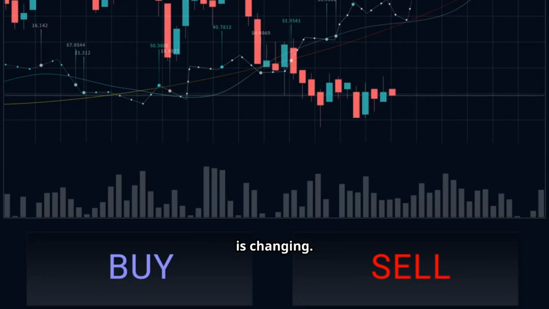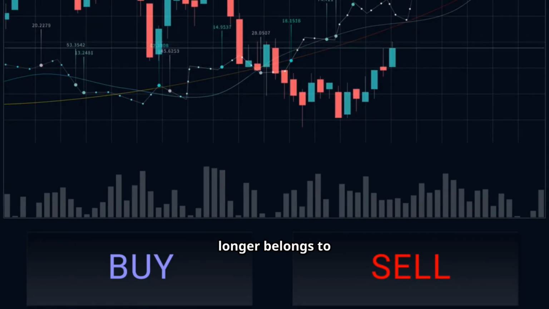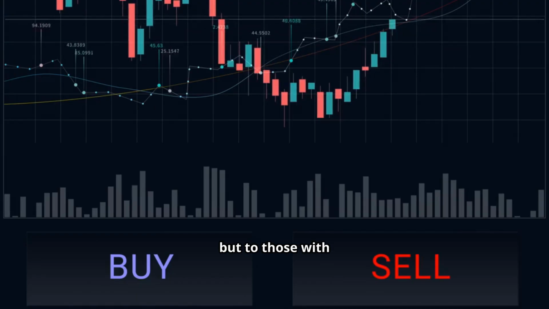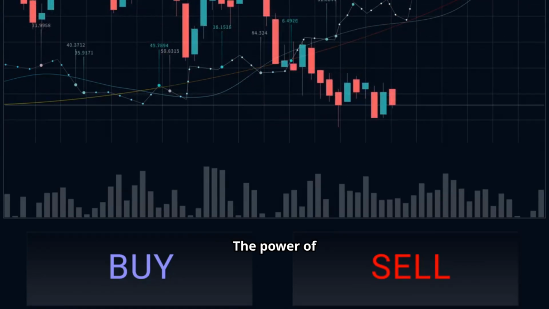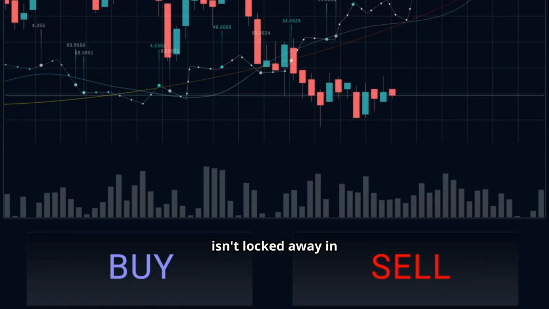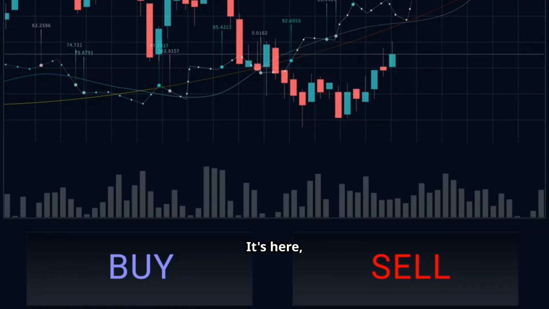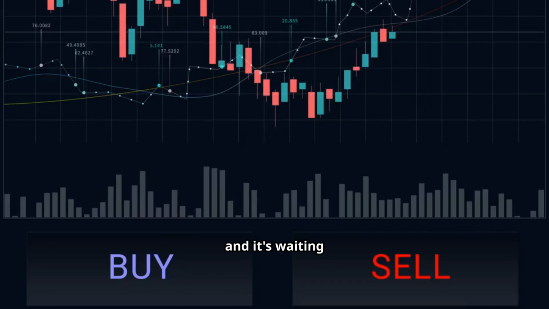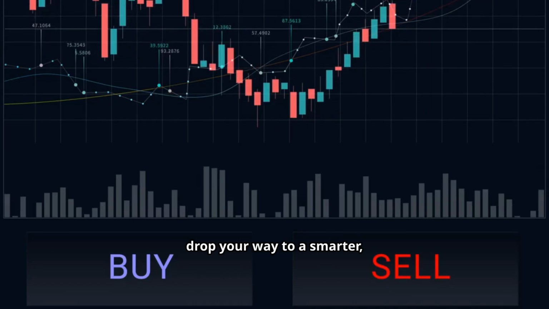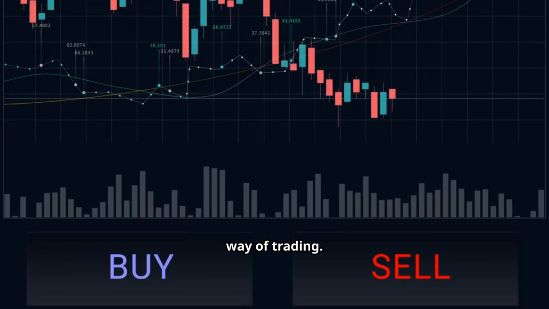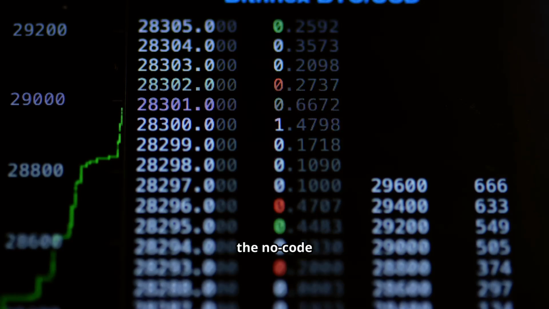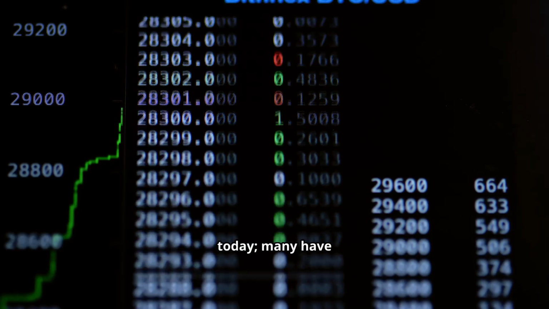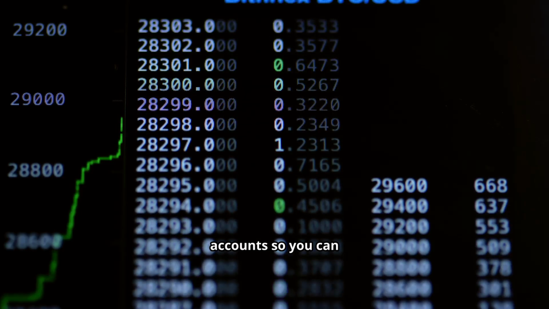The trading world is changing. The advantage no longer belongs to just the coders, but to those with creative ideas and the right tools to bring them to life. The power of algorithmic trading isn't locked away in some ivory tower anymore. It's here, it's accessible, and it's waiting for you to drag and drop your way to a smarter, more disciplined way of trading. If you want to start building your own automated strategies, check out some of the no-code platforms available today. Many have free trials or demo accounts so you can get started.